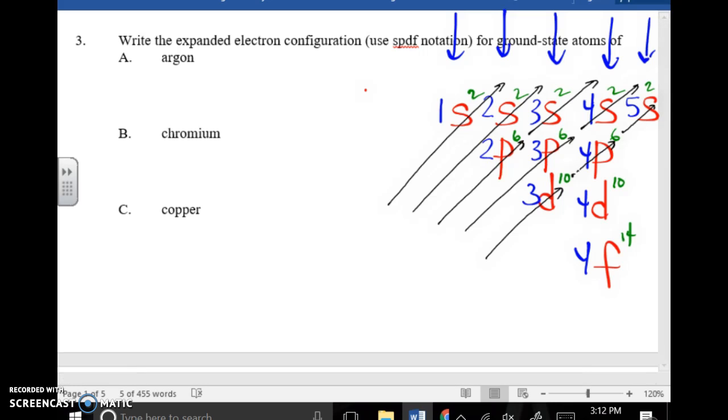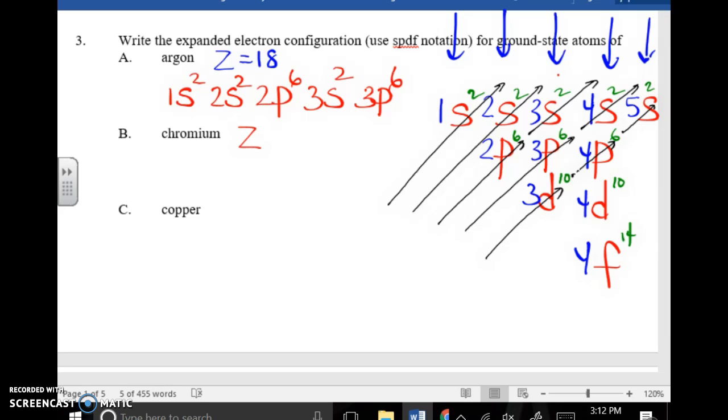3A. Argon has an atomic number of 18, which means there are 18 electrons to place. The first 2 go in the 1s2. The second 2 go in the 2s2. The next 6 go in the 2p6. Notice that's 10. The next 2 go in the 3s. And that leaves 6, and the remaining 6 go in the 3p6.